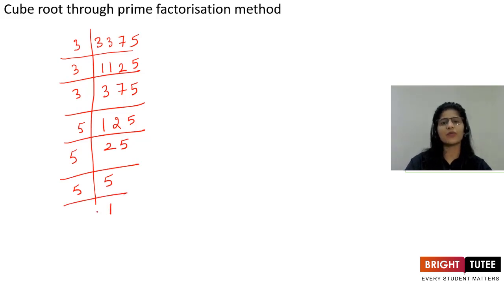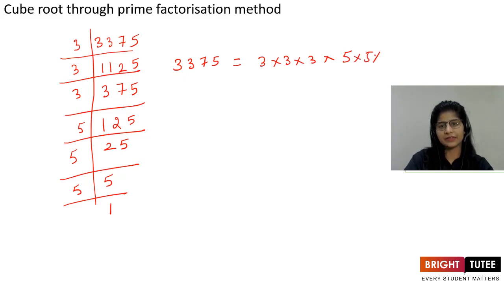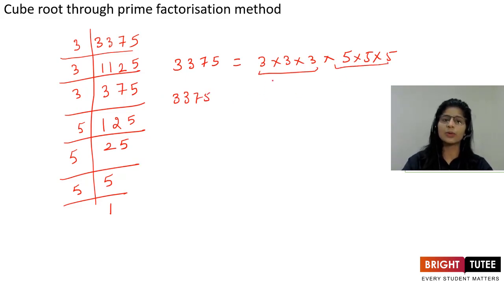Prime factorization, now we have practiced a lot, right? So 3375 can be written as 3 times 3 times 3 and 5 times 5 times 5. Now 3375 is a perfect cube because triplets are formed. Now it is a cube of which number? Just see, 3 cube into 5 cube. It is a cube of 15.